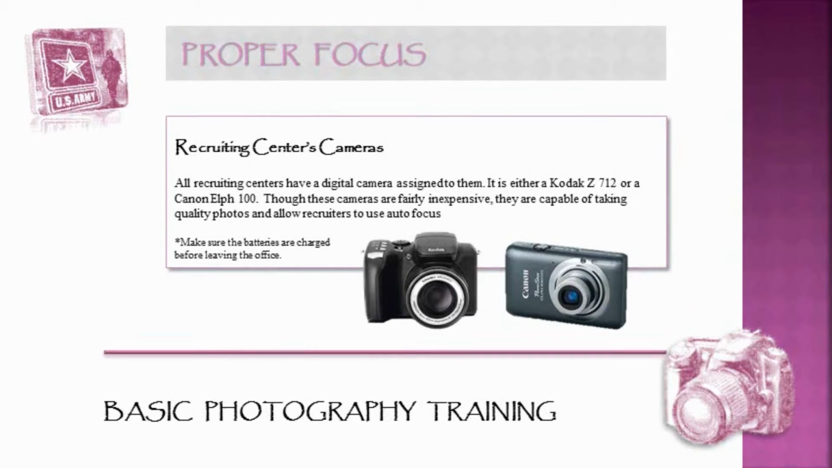All recruiting centers have a digital camera assigned to them. It is either a Kodak Z712 or a Canon ELPH100. Though these cameras are fairly inexpensive, they are capable of taking quality photos and allow recruiters to use autofocus.